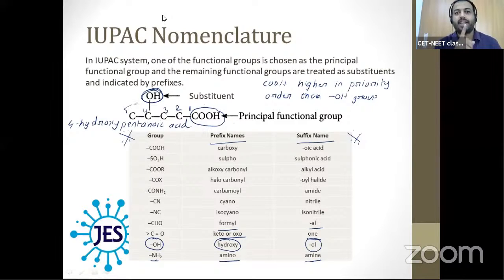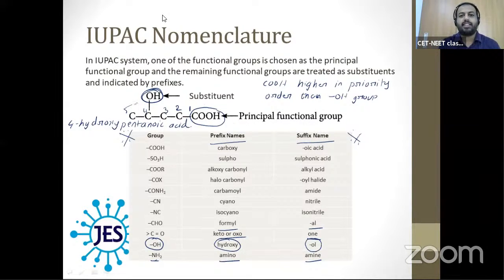We also solved an example last class, if you remember. This was the example and most of you gave the correct answer. Here you can see two functional groups: one is the carboxylic acid functional group, the other is the alcohol functional group. If you look at the priority list, the carboxylic acid functional group comes first. After that, somewhere lower down is the OH group, which means carboxylic acid must be treated as the main functional group and the OH group will become the substituent.